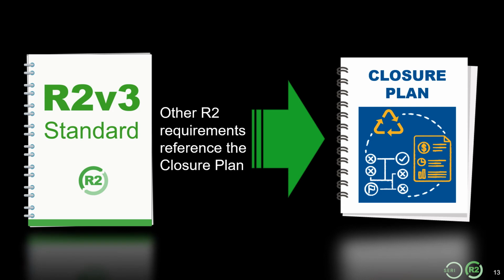The closure plan is referenced in several other requirements in the R2 standard. An example of this can be found in Appendix A. A facility that manages negative value equipment is required to include the costs associated with that equipment when determining closure costs.